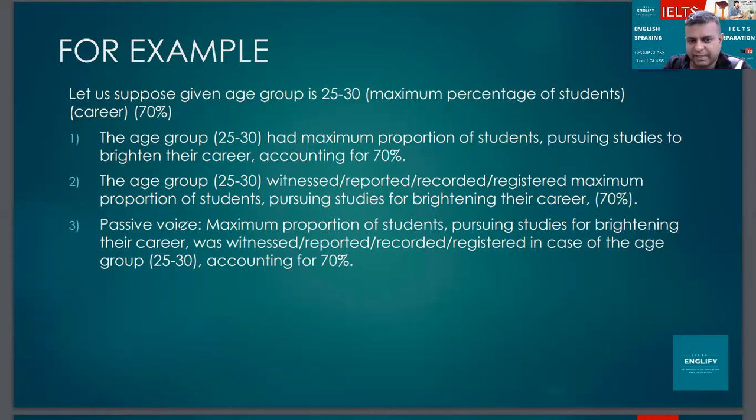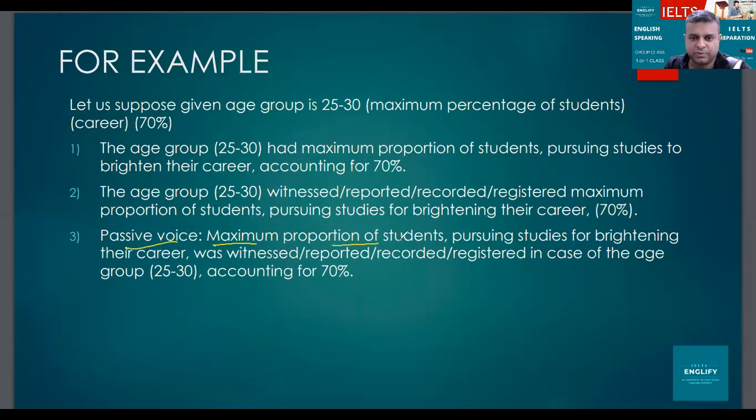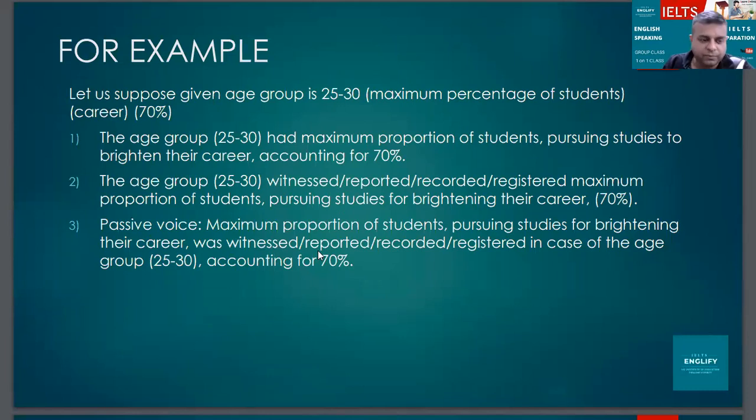Guys, in the passive sentence, as you can see here, maximum proportion of students pursuing studies for brightening their career was witnessed. Why are we having was here? Because we are talking about maximum proportion. We aren't talking about students. Maximum proportion is singular. So for singular, we obviously use the auxiliary verb in past tense, that is was, not were. Okay, this is the sole reason behind it. I hope these sentences are clear. Review it again if you haven't understood, right?